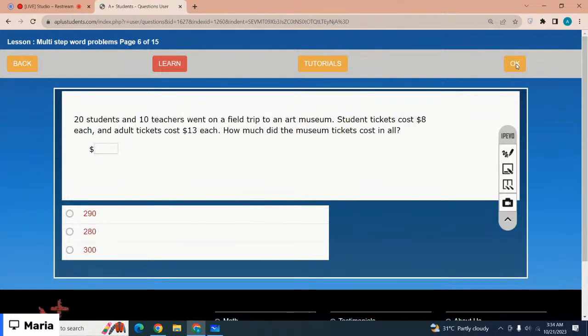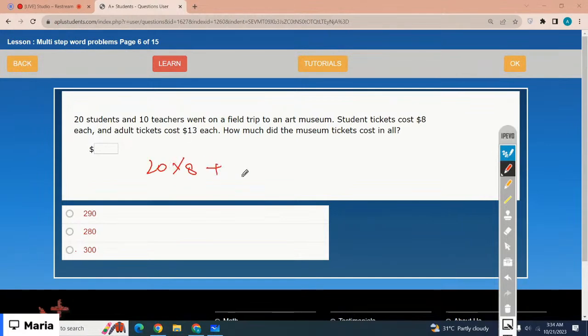Okay, 20 students and 10 teachers went on a field trip to an art museum. Student tickets cost $8 each and adult tickets cost $13 each. How much did the museum tickets cost in all? You have to calculate the total amount. So 20 students have tickets for $8, that would be 20 times 8. Then 10 teachers, so the ticket costs 13 each. That would be 160 plus 130. So you add them, and the total amount they need for the tickets is $290. So the correct option is 290. Got it?